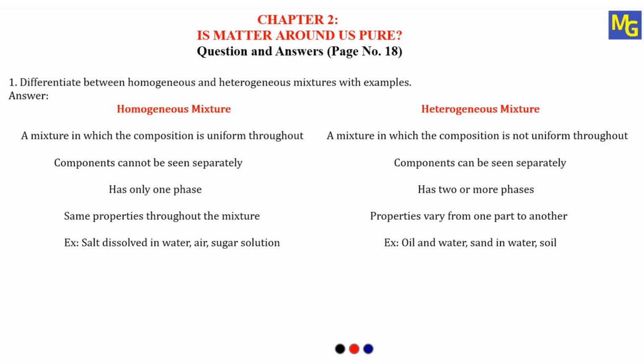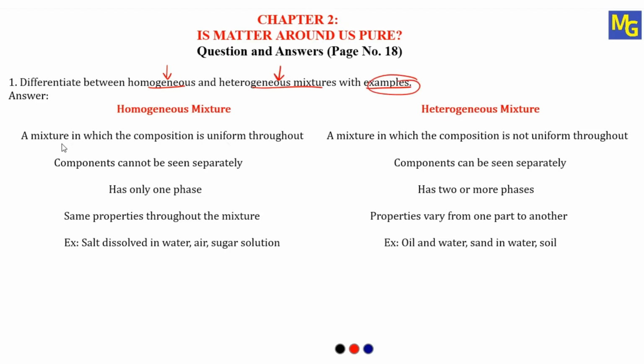Once I complete these all, then I am going to solve the NCERT exercise which is present at the end of the chapter. So let's start with the questions present on page number 18. Question number 1 is: differentiate between homogeneous and heterogeneous mixture with examples. So here we have to write the differences between homogeneous and heterogeneous mixture, even with examples.